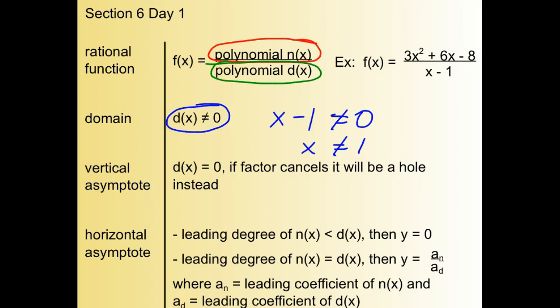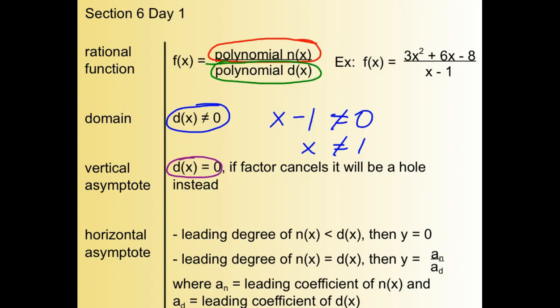Rational functions, because of that division by a variable, can have asymptotes. There are 3 different types of asymptotes. Today we're just going to look at the first 2. The first one is a vertical asymptote. When the denominator equals 0, you can have a vertical asymptote. Again, noticing this d of x is representing the polynomial in the denominator. However, if you can factor the numerator and the denominator cancels with the numerator, you end up with a hole in your graph instead of an asymptote.